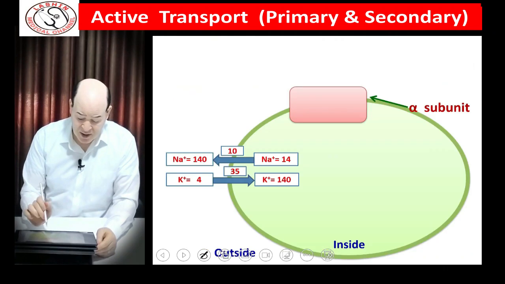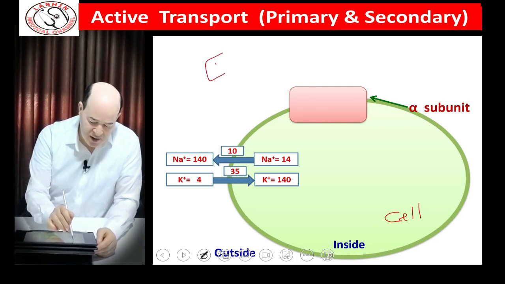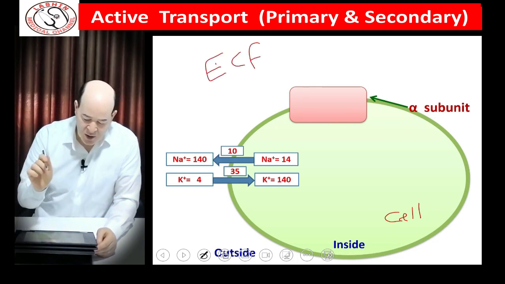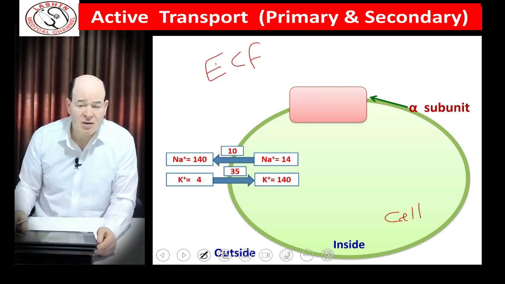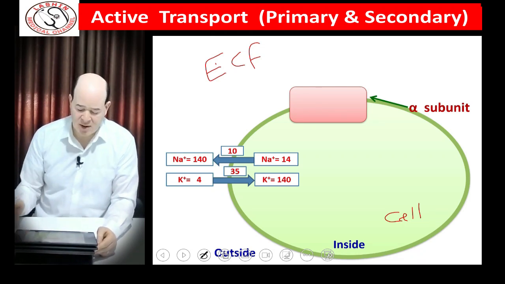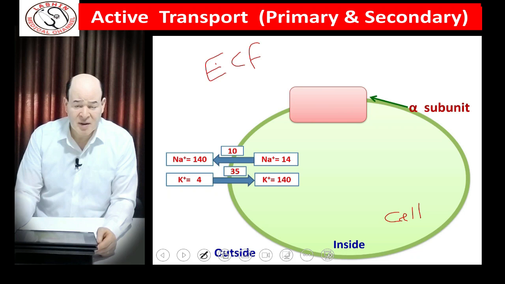This is the inside of the cell. This is one of the body cells, and this is the outside, which is the extracellular fluid. First, look at the concentration of sodium and potassium. The concentration of sodium inside the cell is 14 milliequivalents per liter. However, outside it is 140. So sodium is 10 times higher in concentration outside than inside the cell.